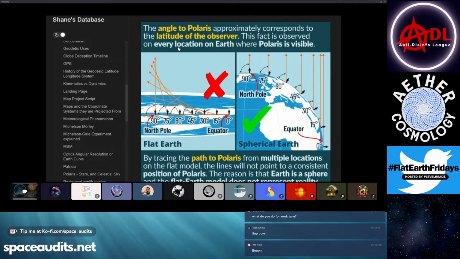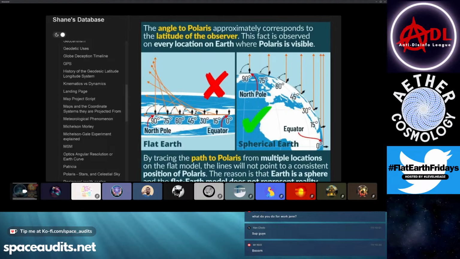So let's start by addressing the problem, right? The problem that they think, or the problem as they see it. They say that the angles to Polaris on a flat Earth approximately corresponds to the latitude. That's incorrect. It absolutely corresponds to the latitude. Every ancient knew it all the way back to ancient BC. And of course, when they say that the longitude wasn't invented until 1725, then I guess they must have known it a long time before then, since they navigated pretty well on their own. Anyway, they say this fact is observed at every location on Earth where Polaris is visible.